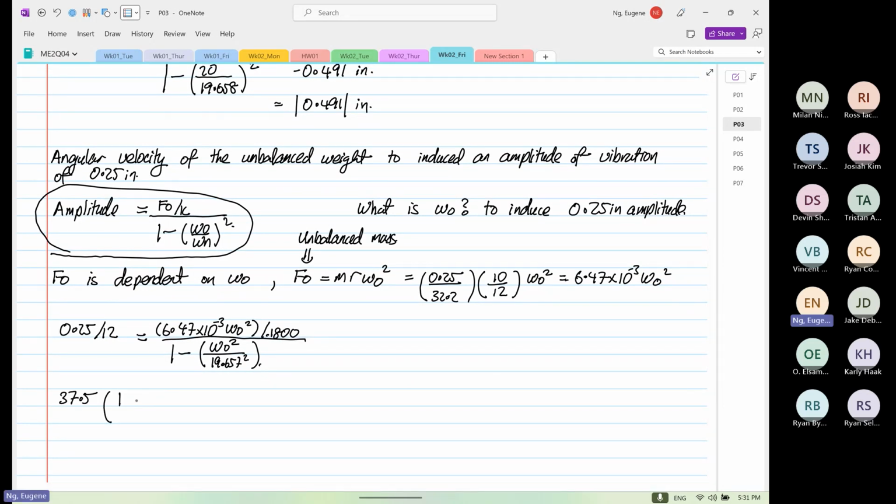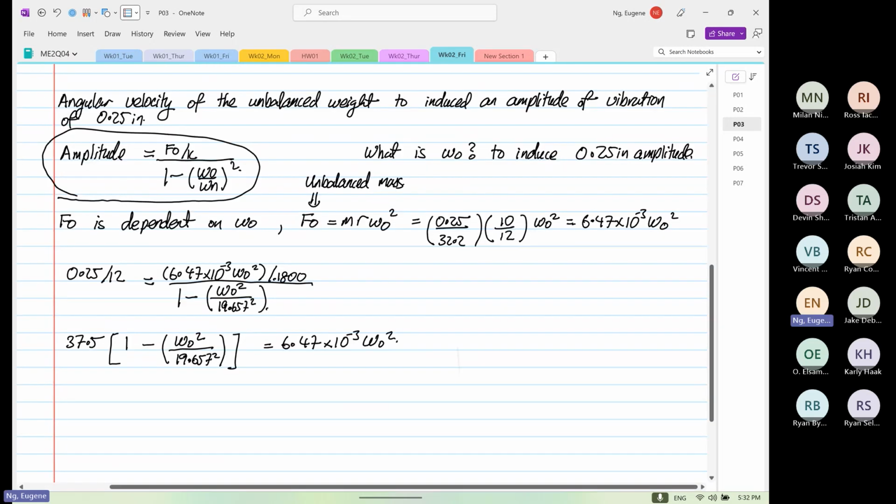Multiplied by 1 minus omega naught squared over 19.657 squared, close bracket. And then this will be equal to 6.47 times 10 to the power minus 3 omega naught squared. Okay, let me see again. 0.25 divided by 12 times 1800. So it's 37.5.